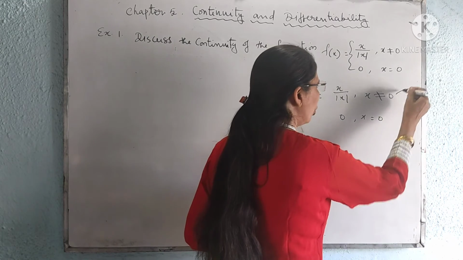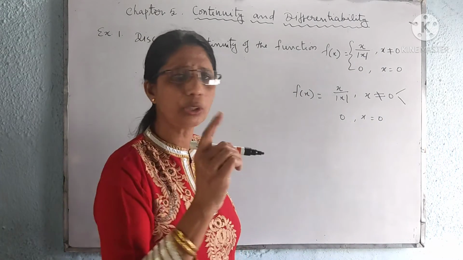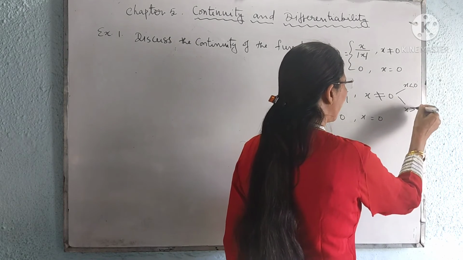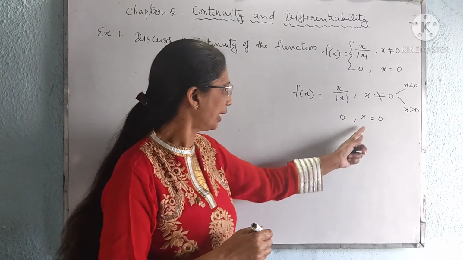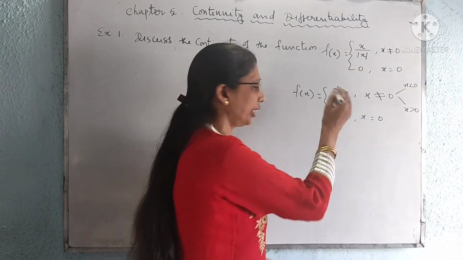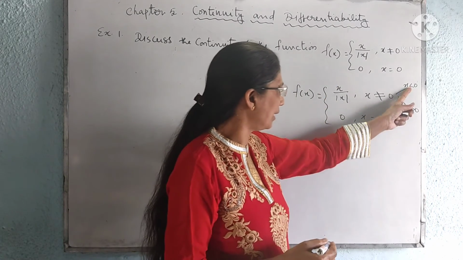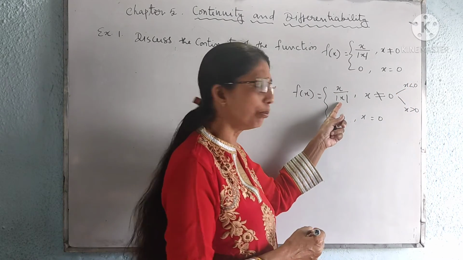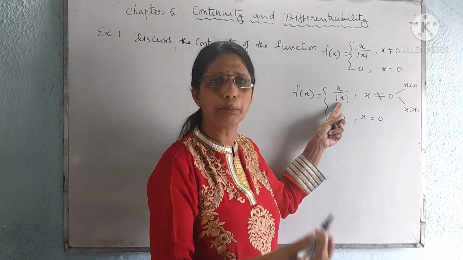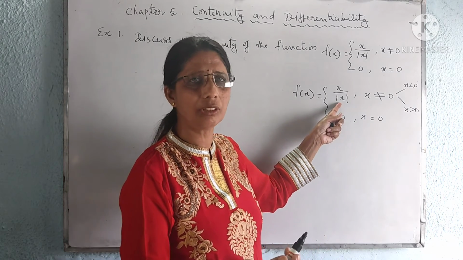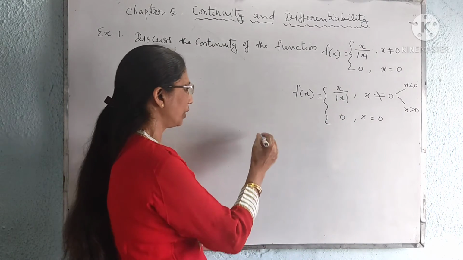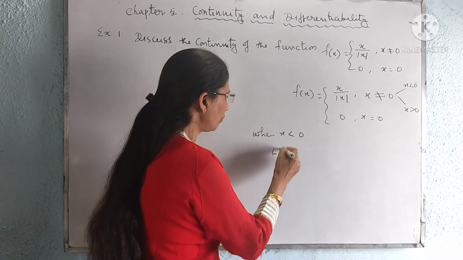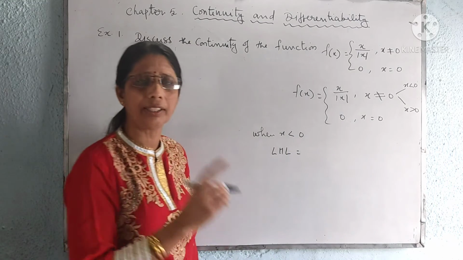What is the meaning of not equal to 0? Not equal to 0 means x less than 0 or x greater than 0. Here the x equal to 0 condition is already given. When it is less than 0 or greater than 0, that time we have to take this modulus x. It can be positive or negative. That condition will come. Then we start with that. When x is less than 0, we start with the LHL, the left hand limit.